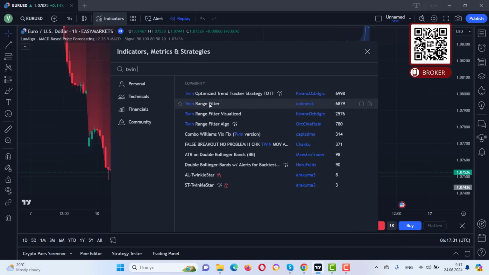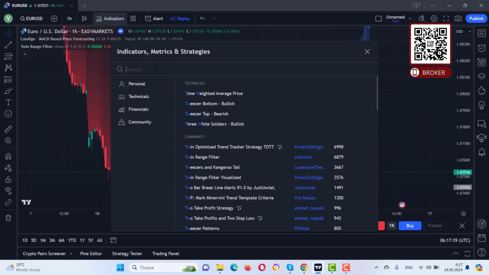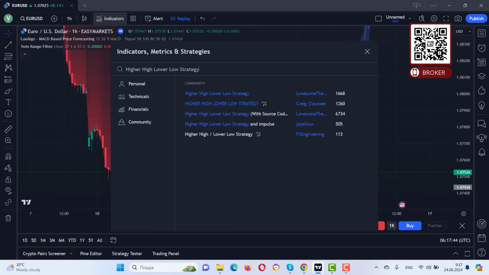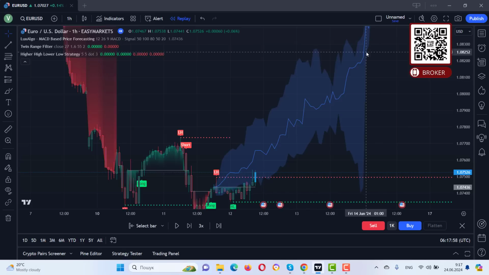We will have the second indicator. Add it. And also, another indicator is part of our strategy: higher, higher, lower, lower. This is the indicator we are interested in, not any other. The next indicator.